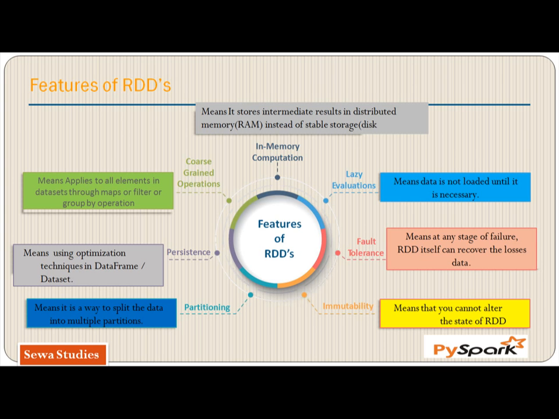Next is partitioning. Partitioning is a way to split your data into multiple partitions so that you can execute transformations on multiple partitions in parallel. If you use parallel processing, then the job runs faster and completes tasks faster.